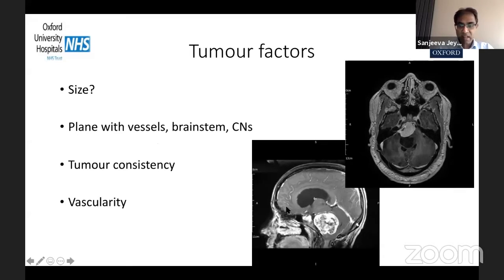The other thing, of course, is the vascularity. So this is an example of an extremely vascular schwannoma that we did, and the vascularity really matters and will slow your progress. So for me, the plane, the consistency, the vascularity really matter. Size is important, but I think that's a much smaller factor for me. And these are important points when you're counseling the patients about what you're expecting to achieve during the operation.